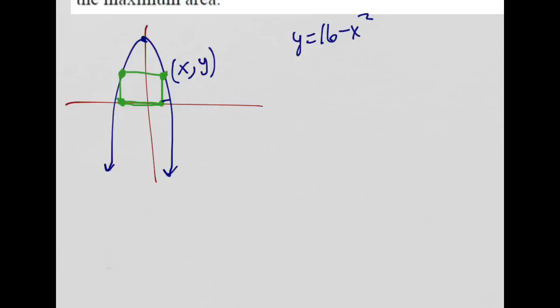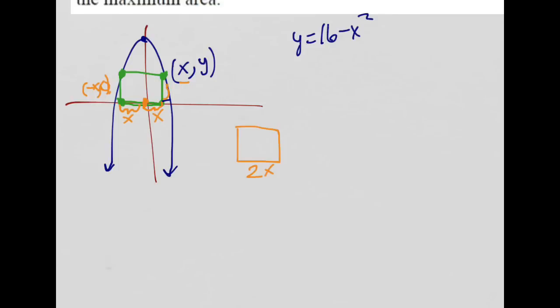I do know that from the origin right there, over to that endpoint, is a distance of x, because it's going from 0 to x. Well, that point right there is going from 0 to the x value of negative x. So that's also a distance of x, which tells me that the base of my rectangle is 2x.